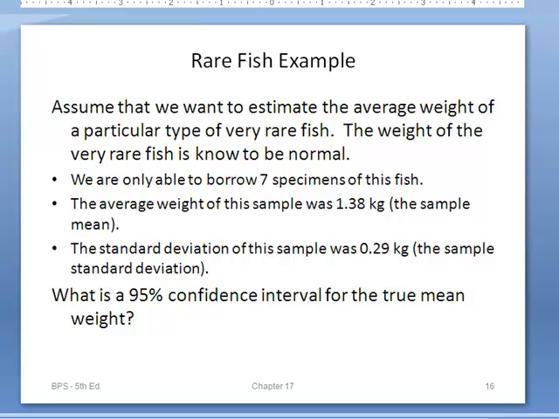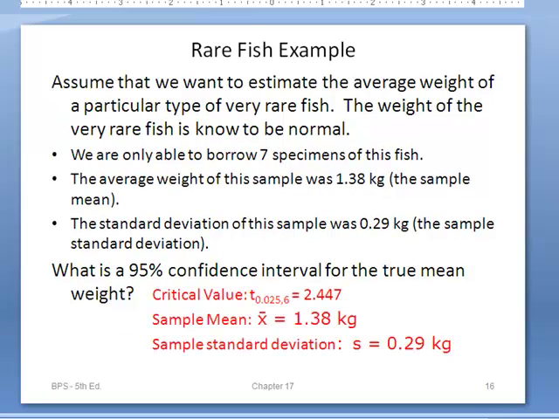Now let's look at another example, the rare fish example. Assume that we want to estimate the average weight of a particular type of very rare fish. The weight of the very rare fish is known to be normal. We are only able to borrow 7 specimens of this fish, so we take a simple random sample of 7 fish. The average weight of the sample was 1.38. That's our X bar. The sample standard deviation was 0.29 kilograms. That's S. They want us to construct a 95% confidence interval for the true mean weight. Please stop the tape, and with this information, build your confidence interval.